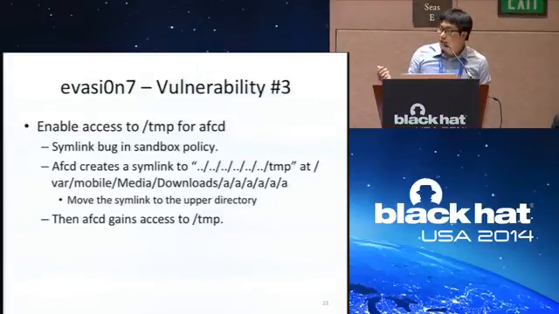As you can see, at the creation time of the symlink, the target is still inside the sandbox of AFCD. But if the evaders later move that file up to the upper directory, it will eventually point to /tmp. At that point, iOS fails to make the security check, so AFCD can access the /tmp directory.